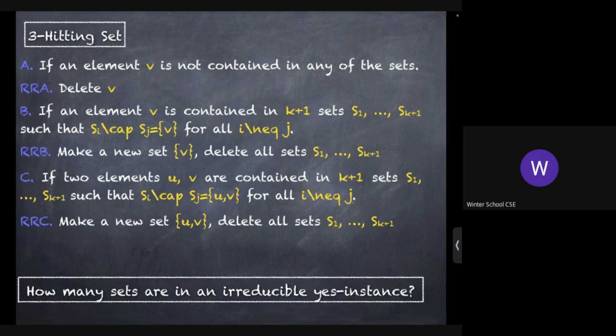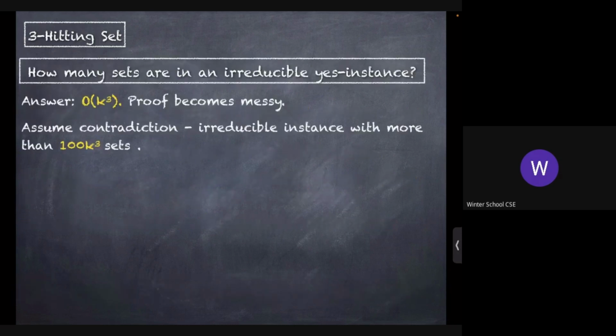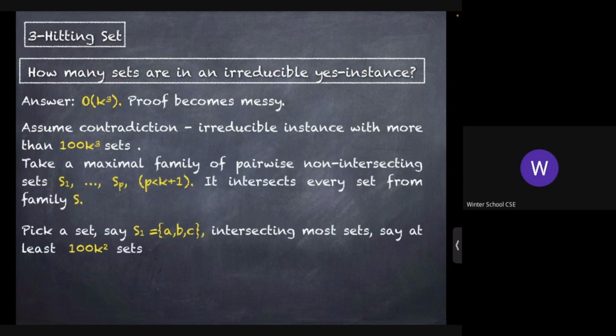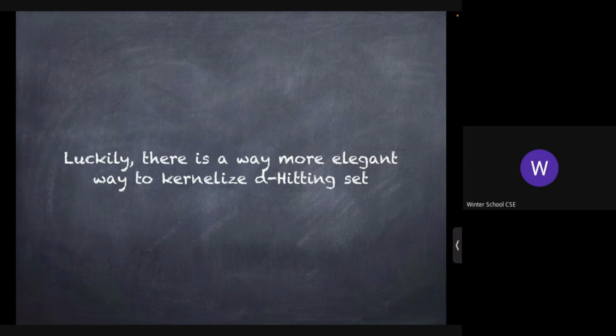And basically, this is an algorithm, but then the unpleasant question is, okay, I made the algorithm, but what will be the result of this algorithm? How many sets will be in the irreducible yes instance? And basically, the answer here is that it should be k cubed. But if you really want to prove it, actually, I was really curious, I did it. But the proof becomes very messy because you have to consider a lot of different cases. So I will not give you the proof, and I skip fast through that.